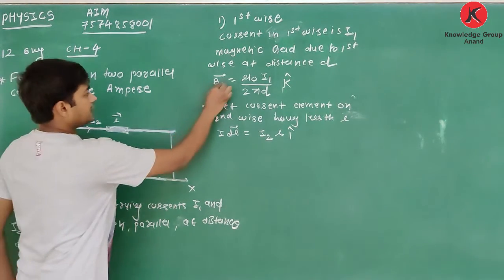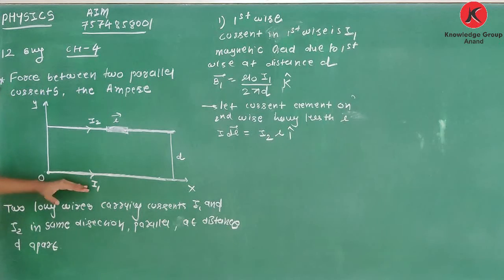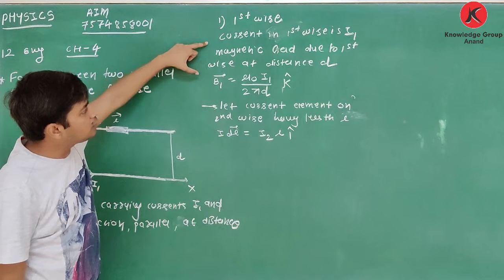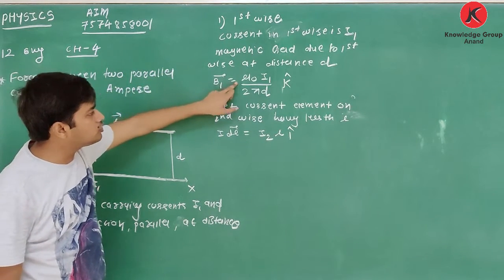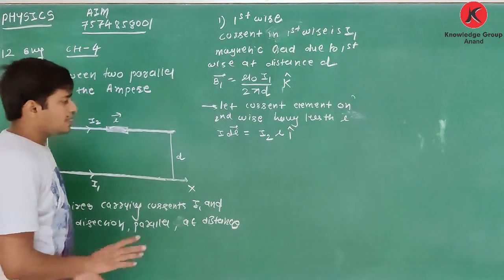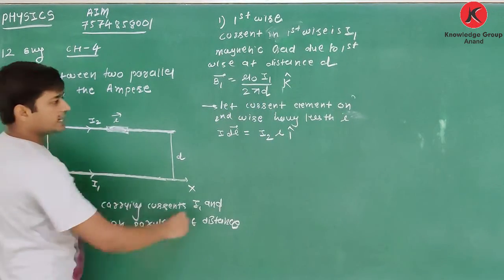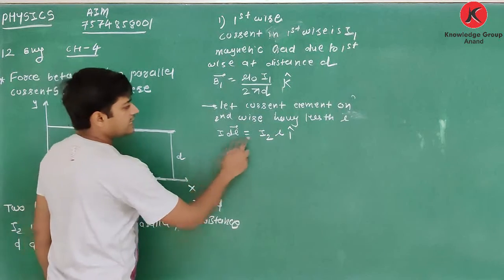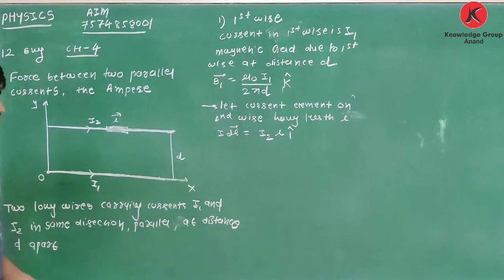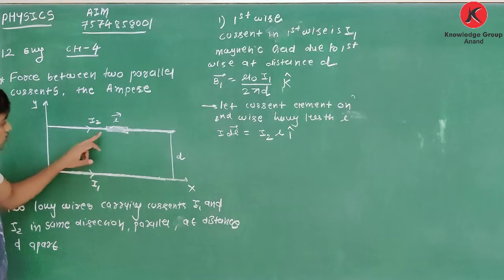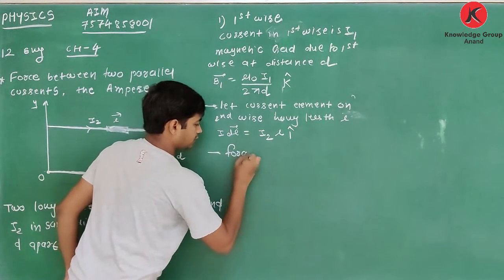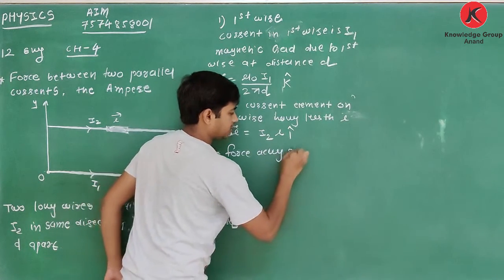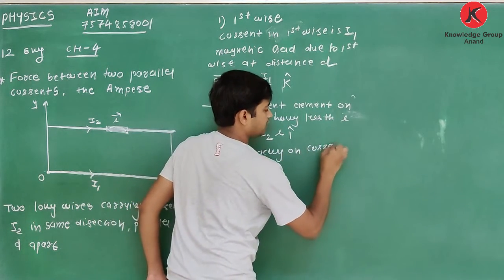I can name this magnetic field B1 because it is produced by the first wire. Again, repeating: for the first wire, current I1, the magnetic field at distance d is B1 equal to mu 0 I1 upon 2 pi d k caret. Now the second wire, one element of length L, I dl is equal to I2 L i caret. Due to this magnetic field, what is the force acting on this current element?